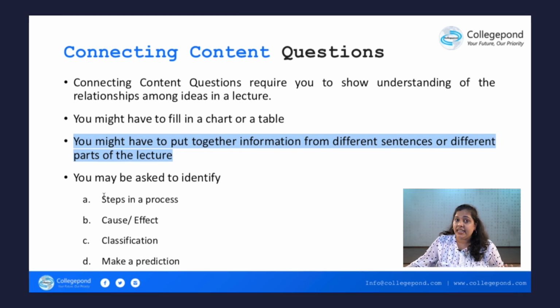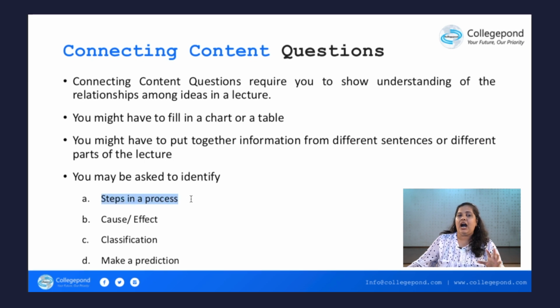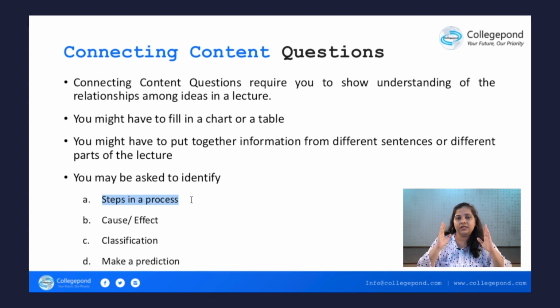What forms can it take basically? It can take forms like you might be asked to identify steps in a certain process. The key here is whenever you figure out that there is a process in the audio file, when you're listening to it, you try and understand that there is some kind of a process that they are going to explain. Listen very carefully at that moment, because there will almost always be a connecting content type of a question there.